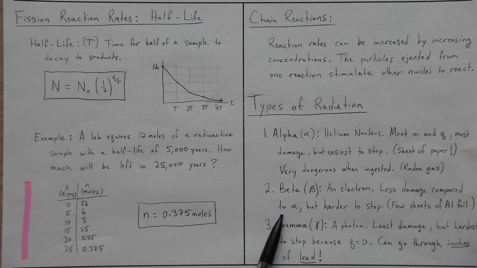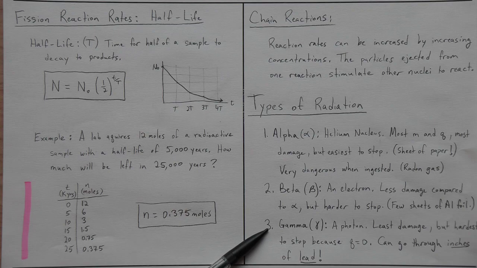This is less damage compared to alpha, but it's harder to stop, because it's smaller, right? So it can go through paper. But a few sheets of aluminum foil are sufficient to stop beta radiation. So still pretty easy to protect yourself from beta radiation.